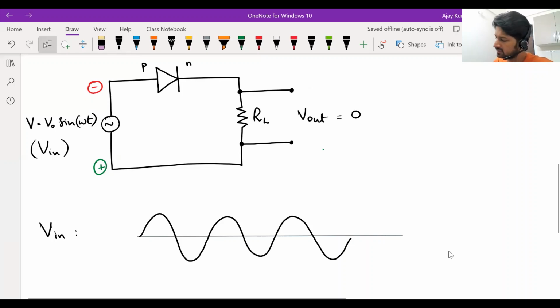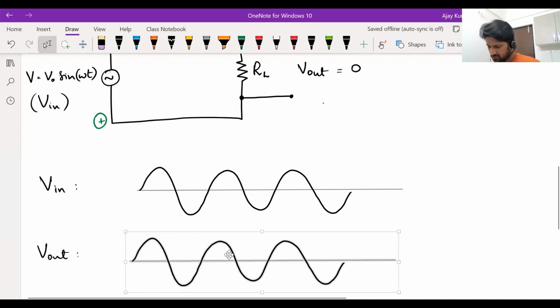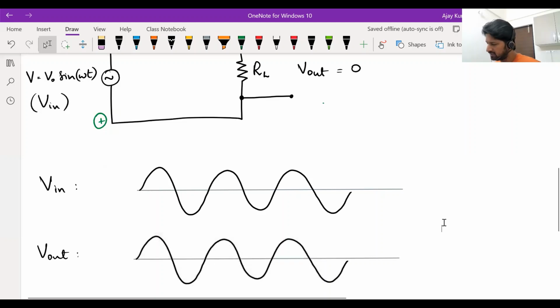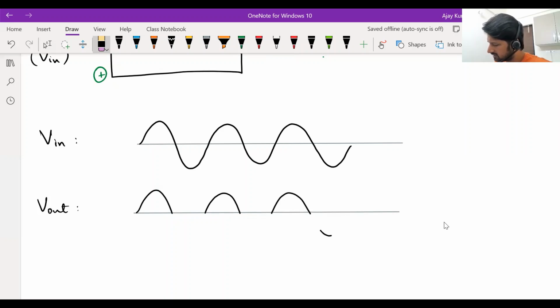Now if you see the output voltage or the variation in the output voltage, only during one half cycle of the input, you will see output, which is same as the input. During the other half cycle, there will not be any output at all. So simply by connecting a diode beside the load resistance, you can perform half wave rectification.